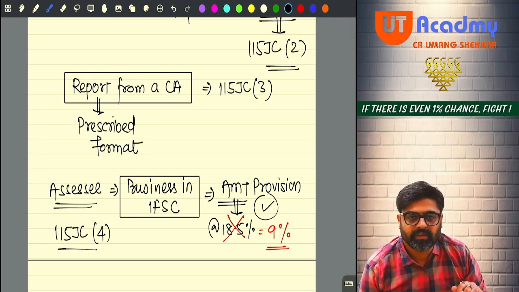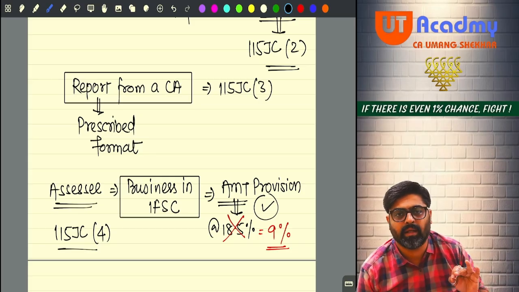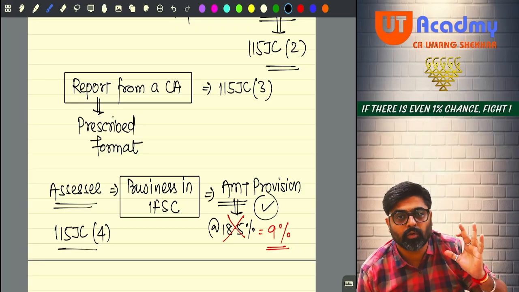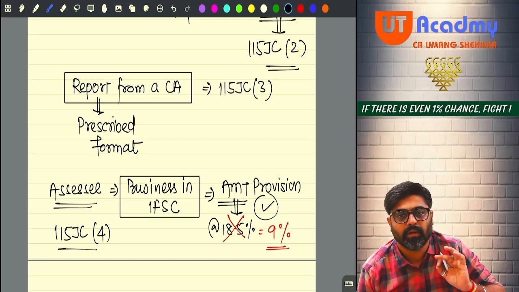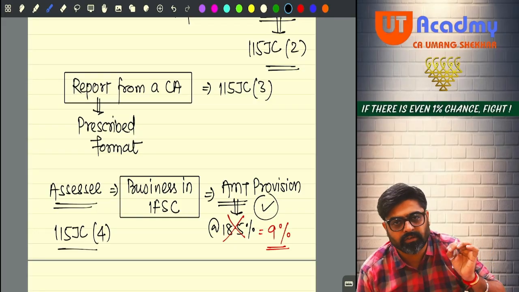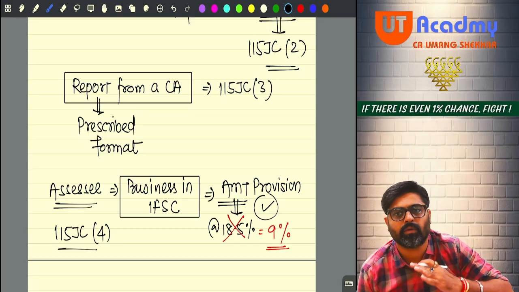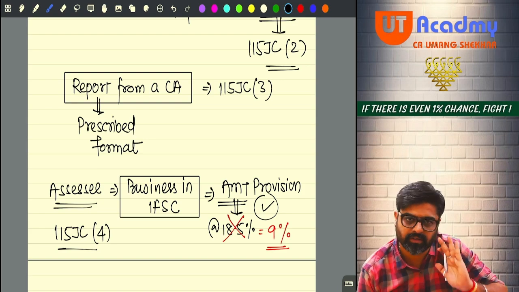So when are the AMT provisions applicable, JEE 1 and 2. When the AMT is supposed to be paid, when the liability of AMT will arise, when you are obligated to pay AMT, JC1. Adjusted total income, JC2, and then the report from a chartered accountant, JC3, and the 9% rate for IFSC units, JC4. It is C, it is not D. It was my mistake to write JD. Okay, it is JC. JC is correct.